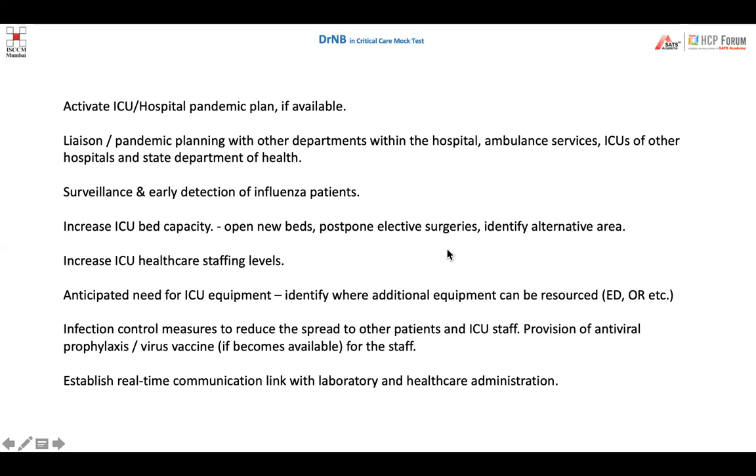Elective surgeries have to be postponed. Alternative areas need to be identified. Healthcare staffing levels should be there. Anticipate need for new ICU equipment. Infection control measures so that your own staff doesn't get sick and the disease does not spread to other patients as well. So provision of vaccine should be there, and real-time communication link should be between the laboratory and the healthcare administrator.